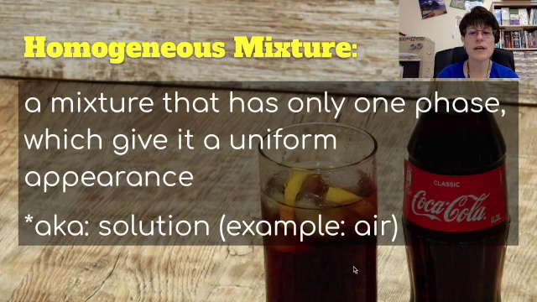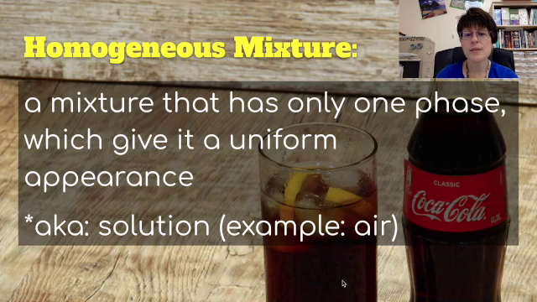We can pick the gourds apart and we could separate them out. However, we can also have what's called a homogeneous mixture, and this is a mixture that has only one phase, which gives it a uniform appearance. Another name for a homogeneous mixture is a solution. So an example is air. If we look at the air around us, it all looks the same. We know that it's a mixture of different gases like oxygen and nitrogen and carbon dioxide, but we cannot see those different gases to be able to pick them out. They're not clumped together so that we'd be able to separate them at all.